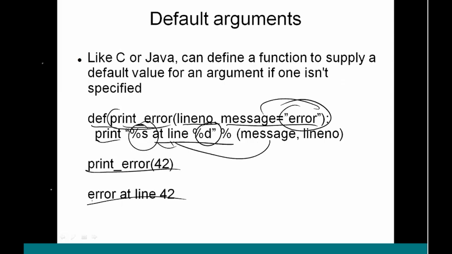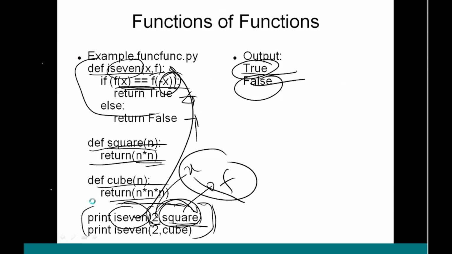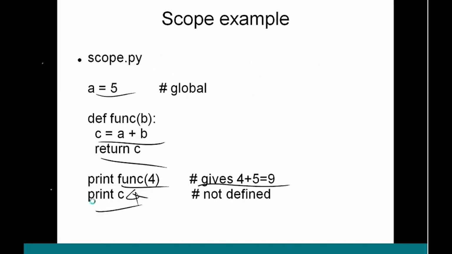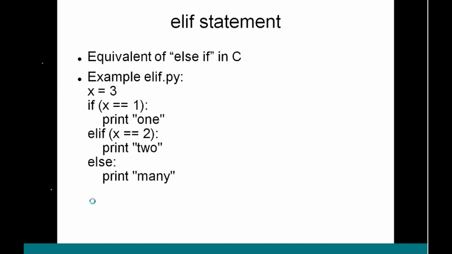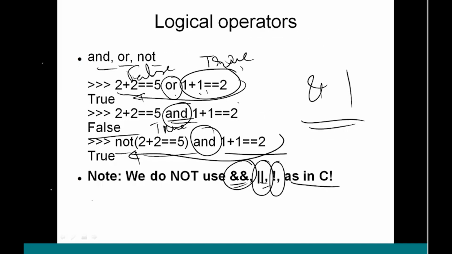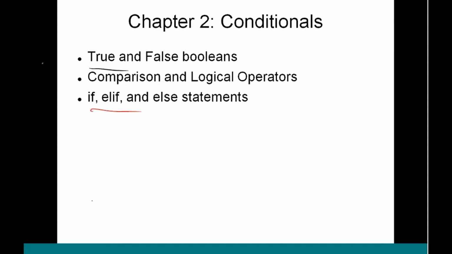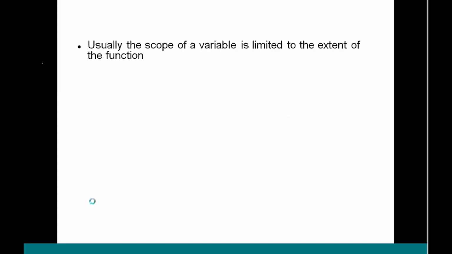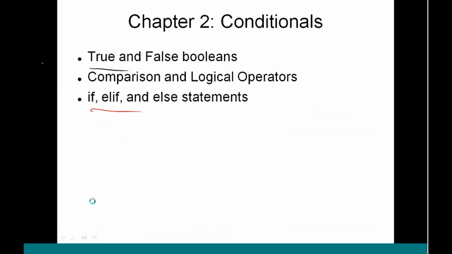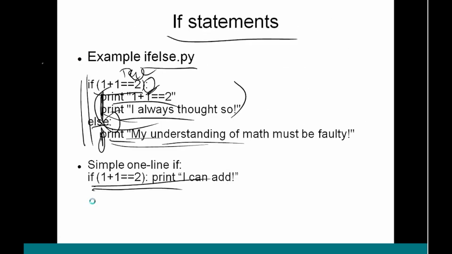So this is what I wanted to cover during this lecture. We talked about several things. I hope you remember. We talked about the scope of the variables. We talked about conditionals; essentially, that's what we started with. Basically true and false booleans. Then we went into how to compare, comparison and logical operators, and then we also talked about if, elif, and else statements.